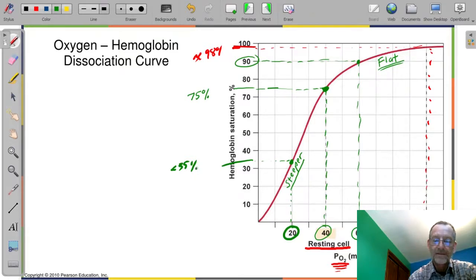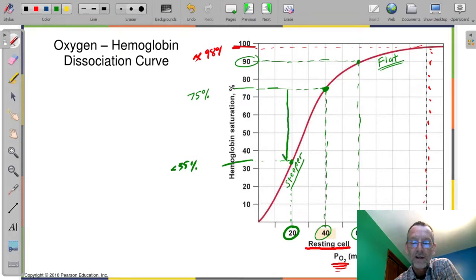35% saturated. So it's given up quite a bit. We went from 40 to 20 in partial pressure, and the amount of oxygen that came off was significant. We went from 75 to about 35%. Which makes sense, right? Here the tissues are working hard, they need more oxygen. More oxygen comes off of the hemoglobin.